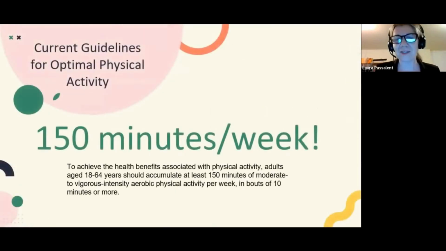There we go, 150 minutes per week. So that means you have to engage in some form of physical activity at least 150 minutes a week in order to gain the health benefits. And the nice thing about this is it doesn't have to be 150 minutes all at once. It can be bouts of a minimum of 10 minutes or more. And in order to gain the health benefits, it has to be either moderate or vigorous intensity aerobic physical activity. And we'll explain what that means in a minute.